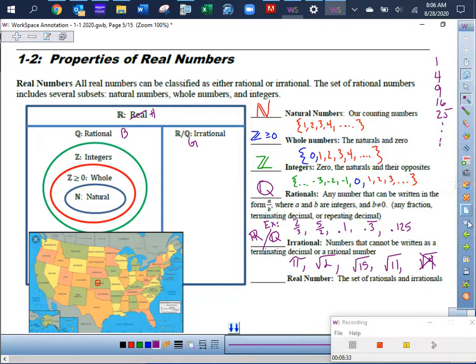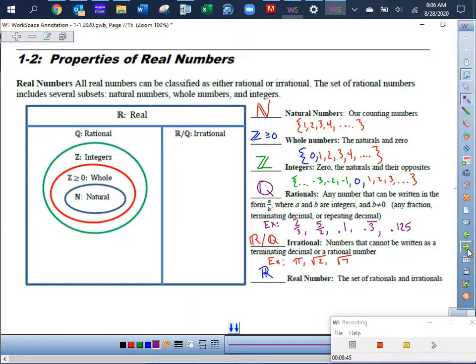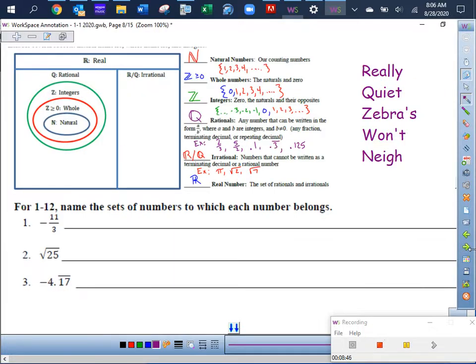So that's pretty neat. And then finally, the real numbers is everything. Everybody that we've talked about. All your reals, all your rationals, all your irrationals, integers, whole numbers, etc. So let's dive in here. They ask us to identify the set of numbers to which each number belongs.